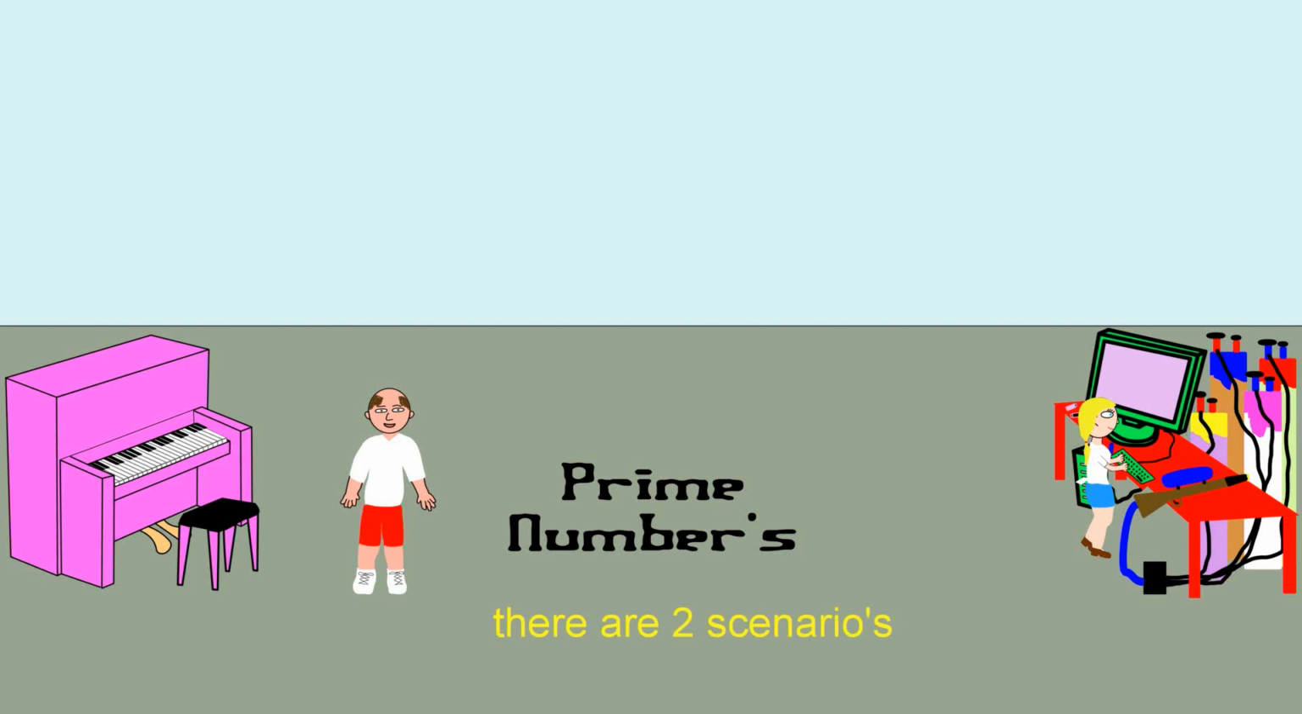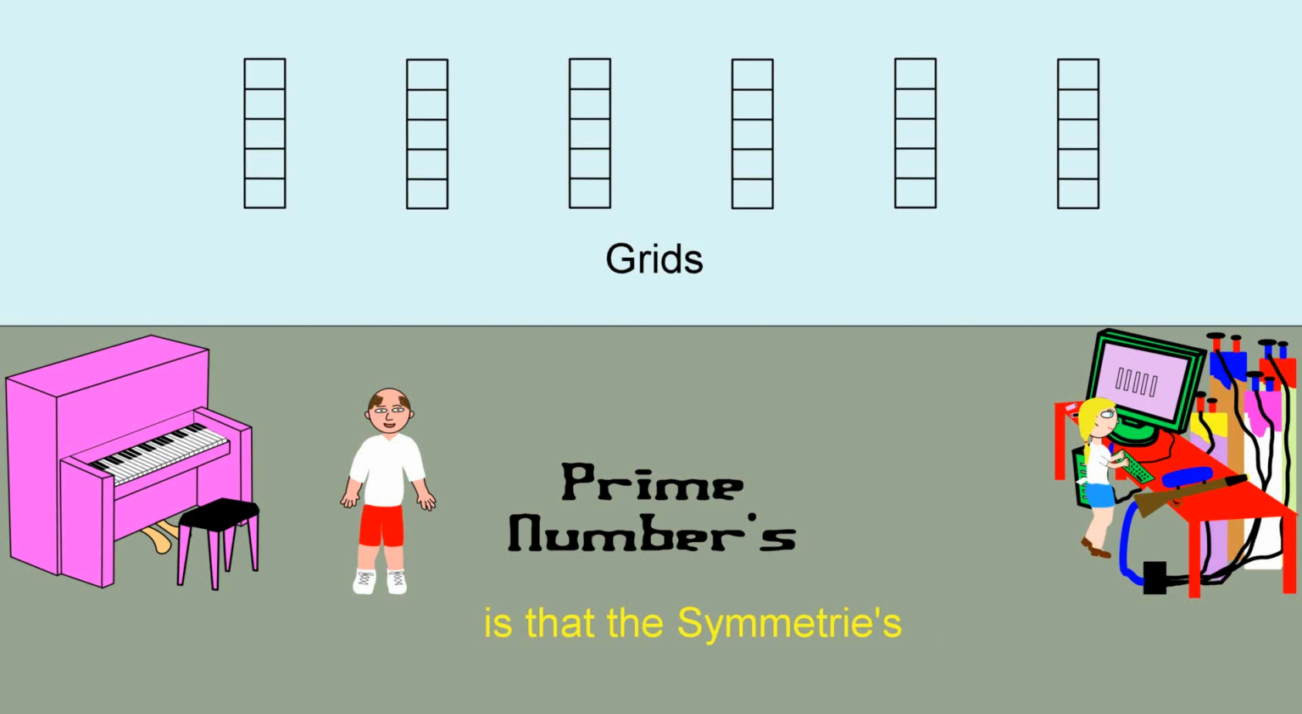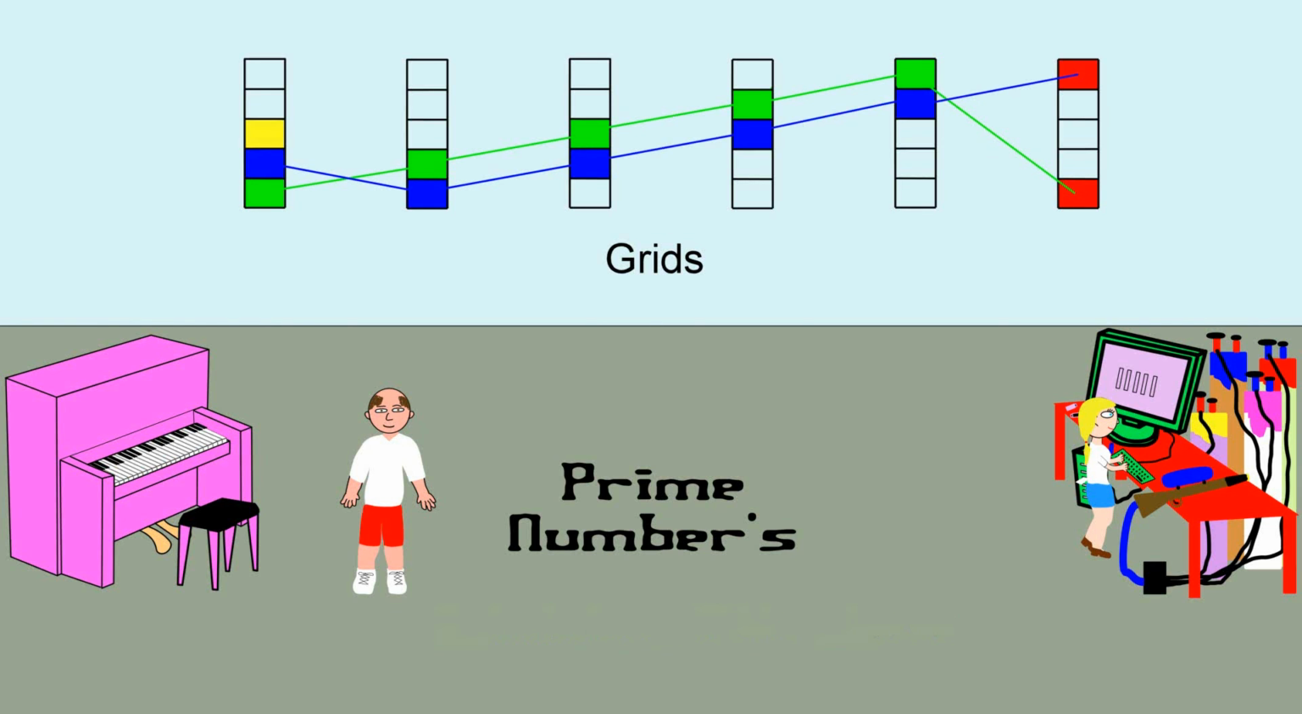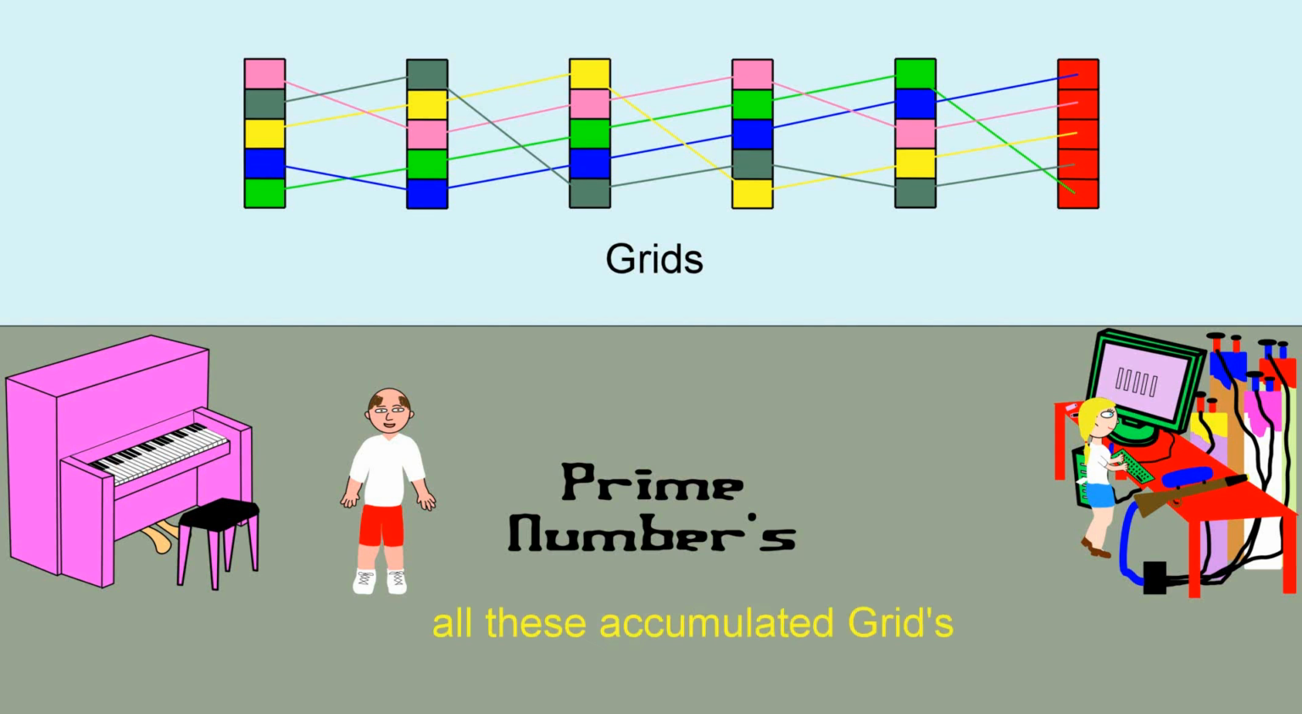There are 2 scenarios I can see happen. One, the one I think is more feasible, is that the symmetries are cumulative. This means that whatever grid you're on, the first grid and all the grids in between must be processed against it. Eventually, all these accumulated grids will overwhelm the grids at the end, and there will no longer be any primes. Honestly, I don't think this is very far down the number line.